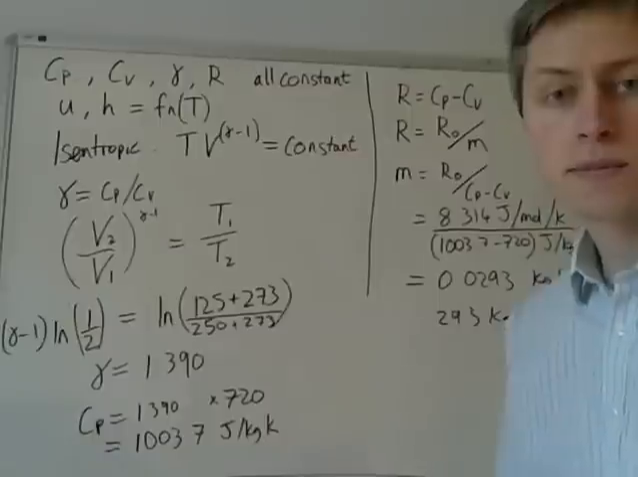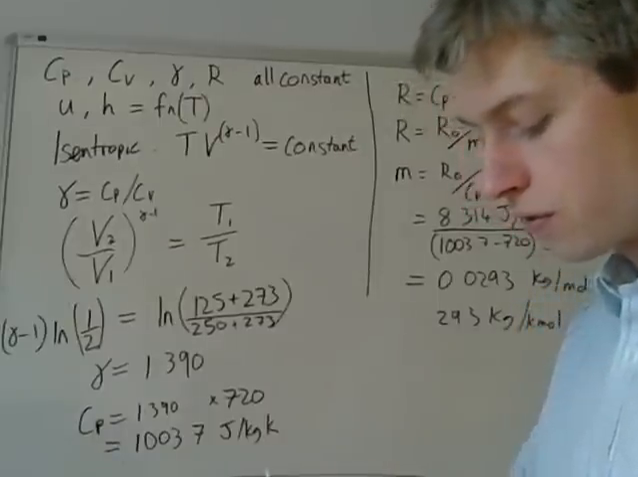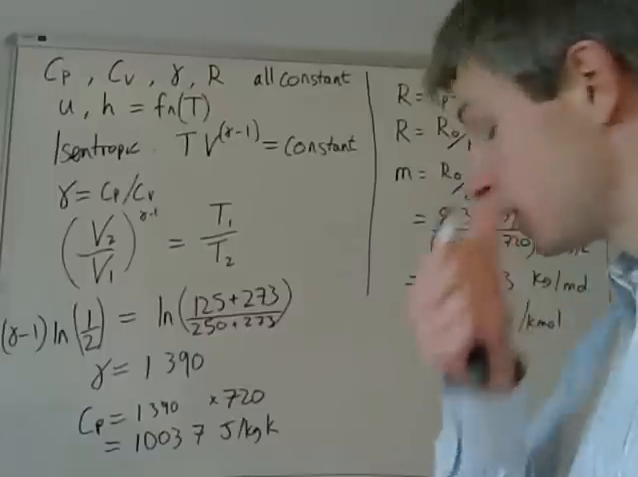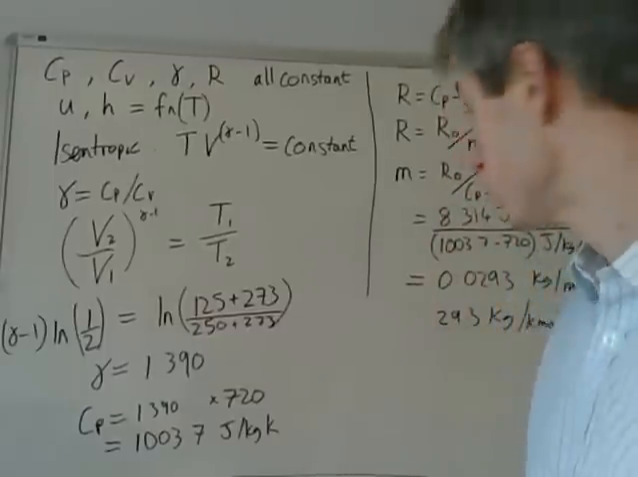which is roughly the value for air, which is a mixture of nitrogen with molecular weight 28 and oxygen with molecular weight 32.